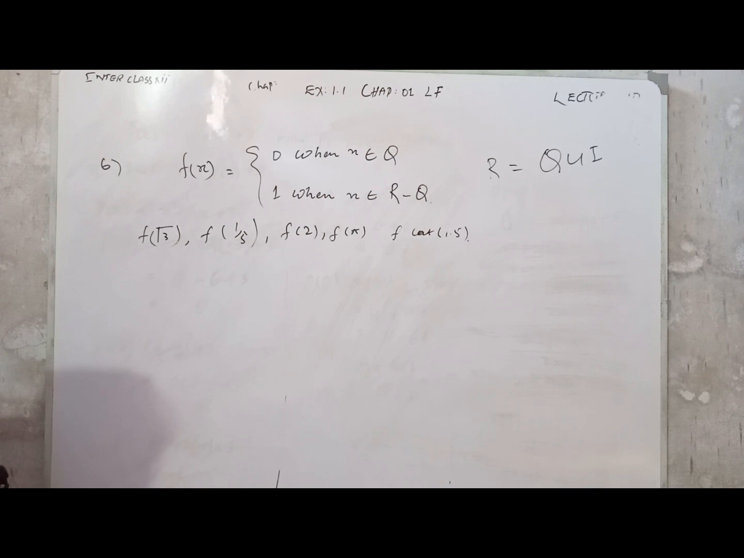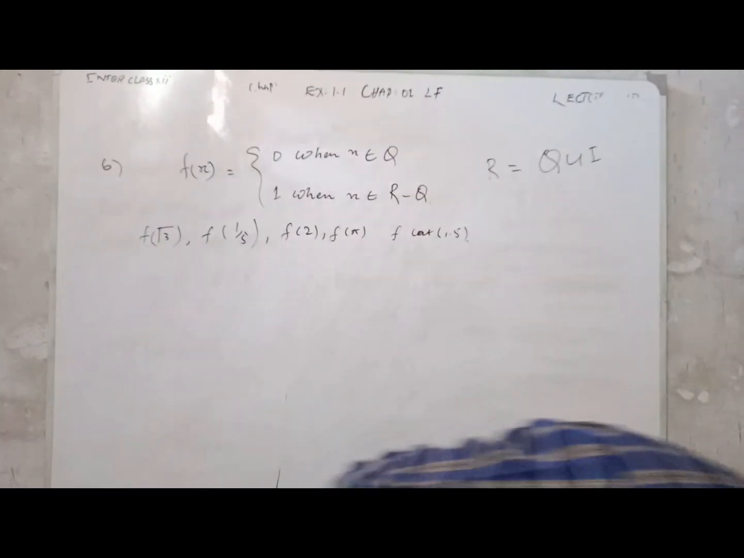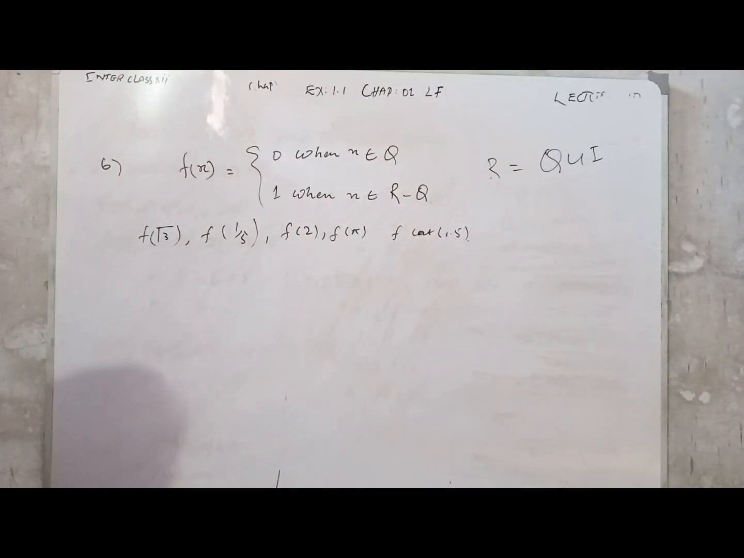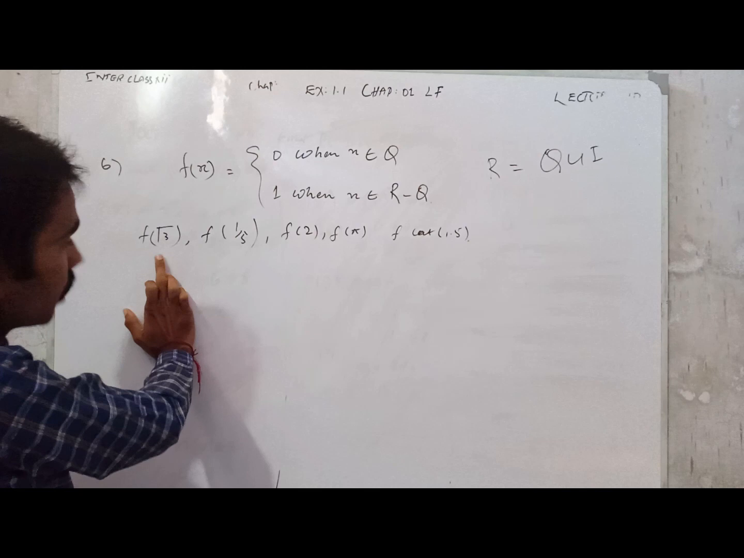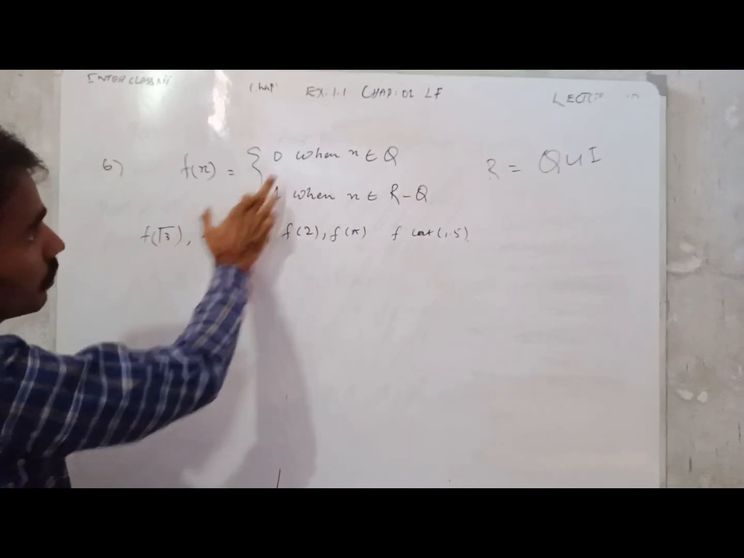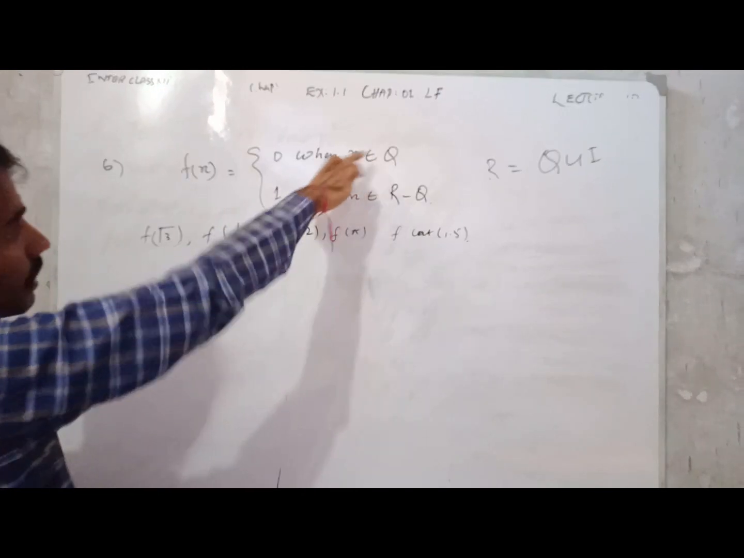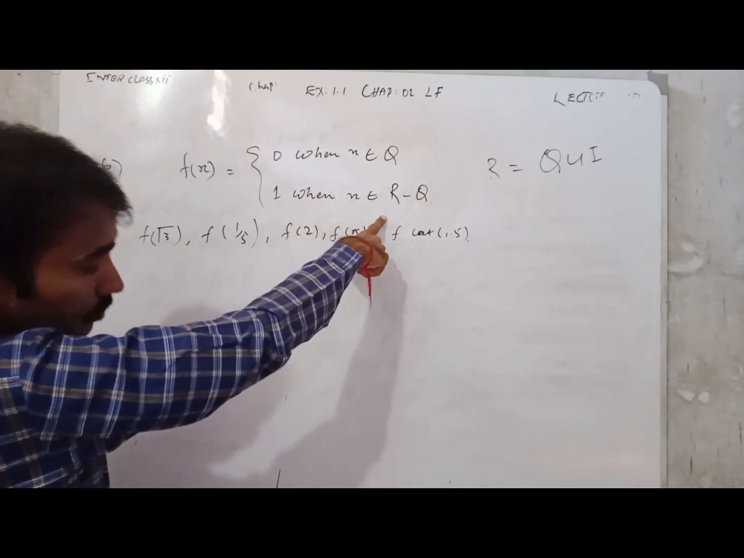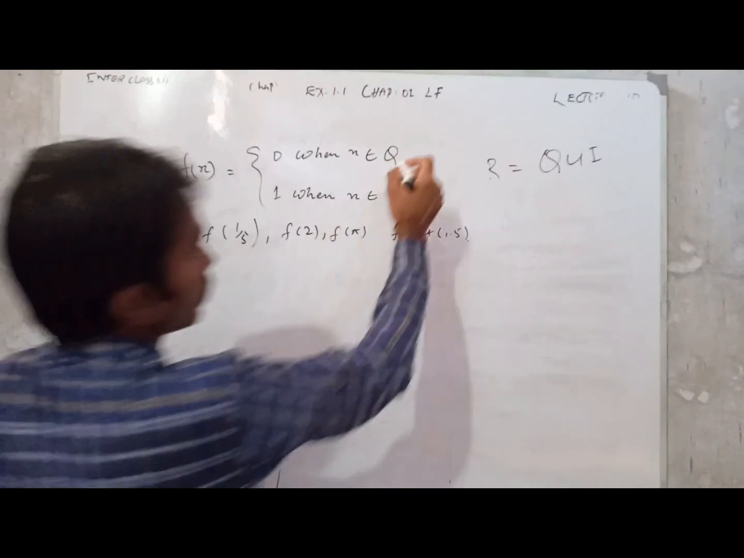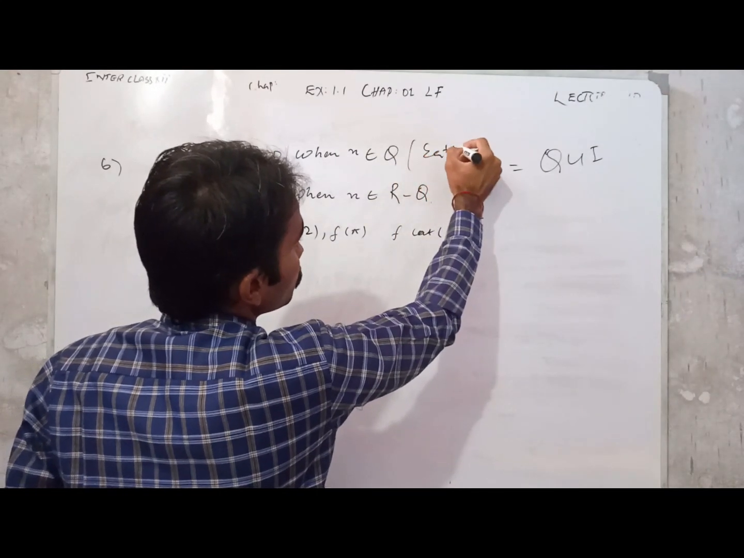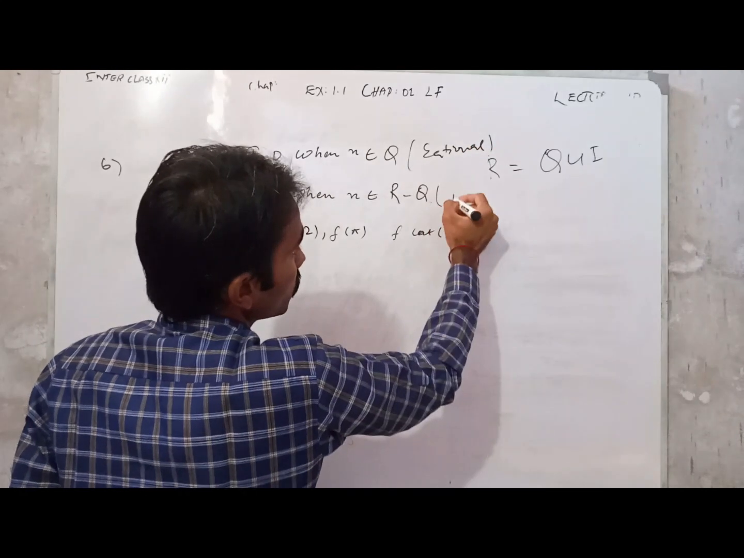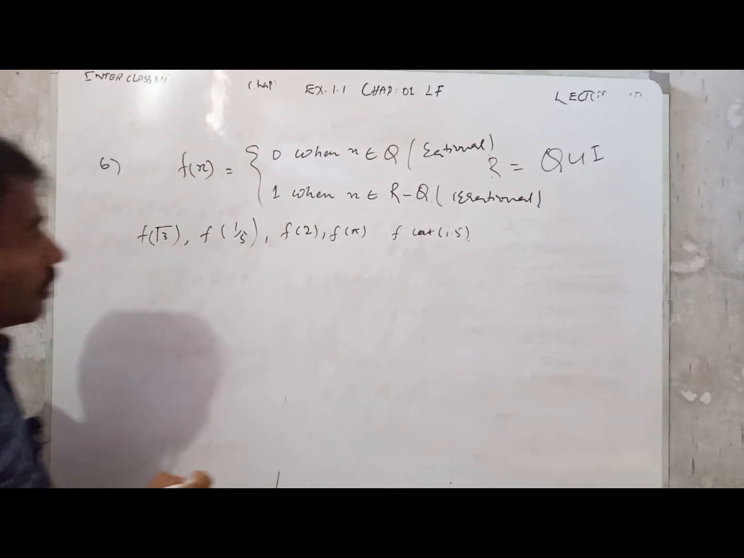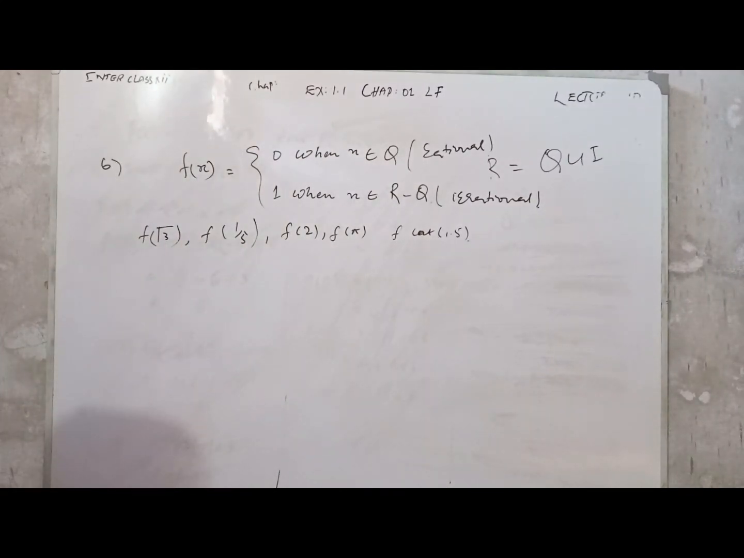Now what we have to do, we just put all these values in the function f of x. Then which one is real? If we put f of root 3, the answer will be 1, since x belongs to the irrational numbers. When the answer comes 0, then x belongs to the rational numbers. This is the rational and this is the irrational.